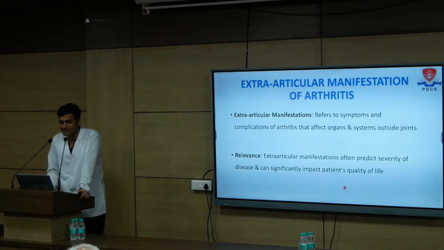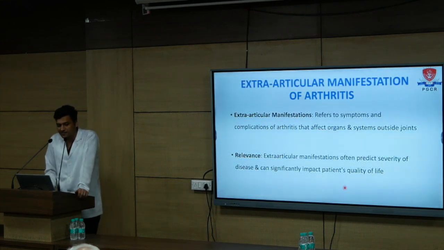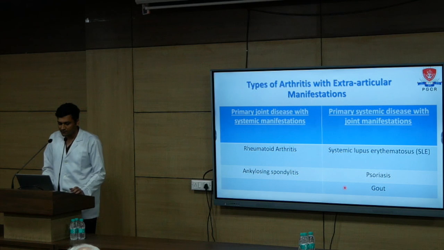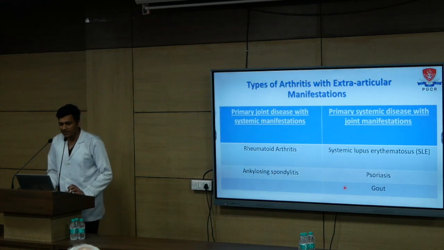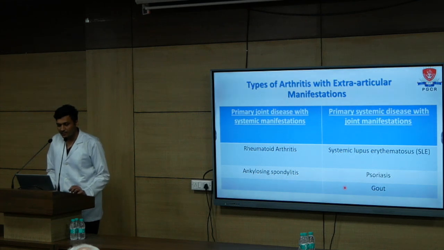Now coming to extra-articular manifestations. Extra-articular manifestations are symptoms and complications of arthritis which affect the organs and systems outside the joints. They can predict the severity of disease and can significantly impact patients' quality of life. These are some types of arthritis which may have extra-articular manifestations. We have divided them into primary joint disease with systemic manifestation and primary systemic disease which can have joint manifestation.